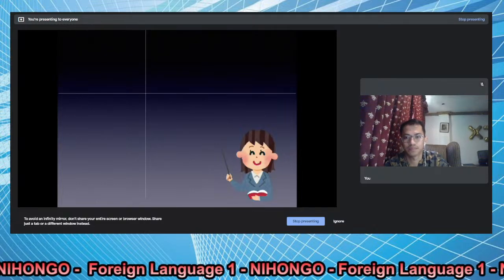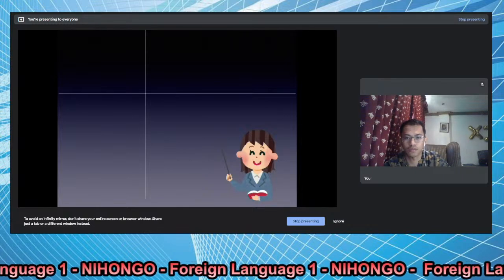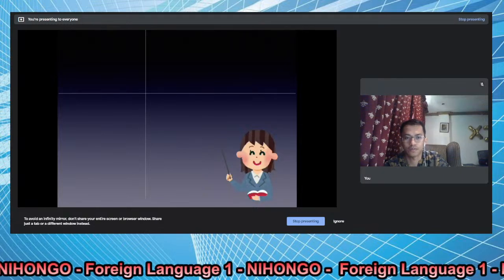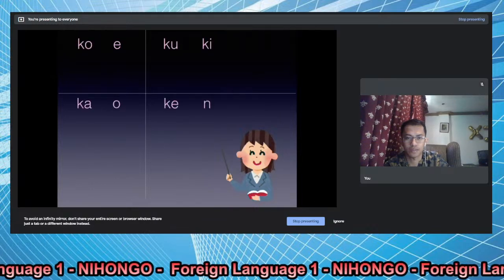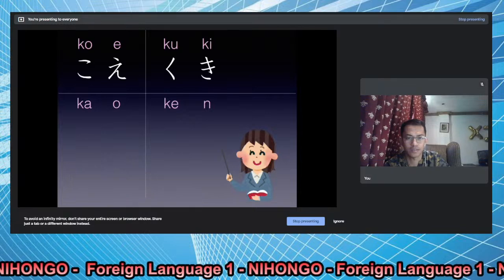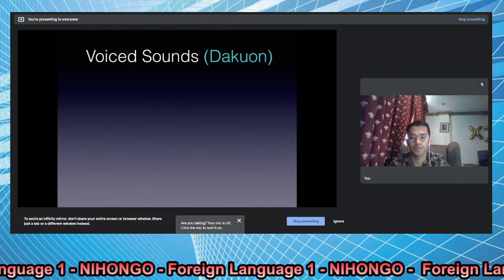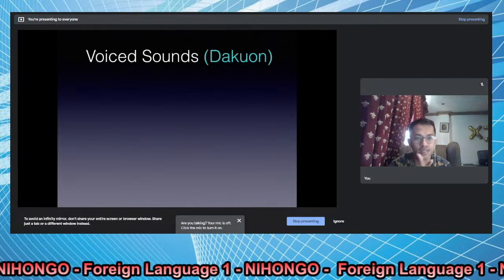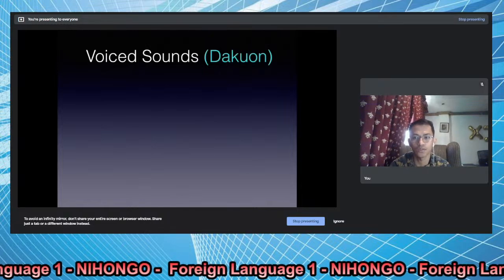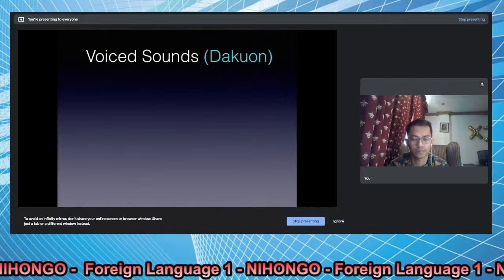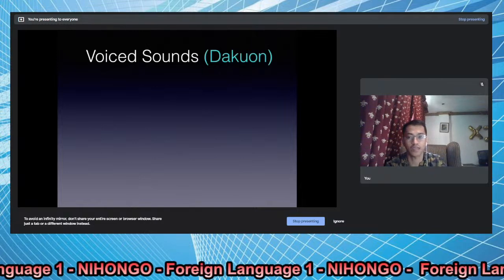今度はひらがなを書いてみましょう。Now let's try writing these hiragana letters from today's lesson. It's just a writing practice. Write ka, ki, ku, ke, ko. So our next lesson will be voiced sounds, or dakuon, which will be coming from the K group also.